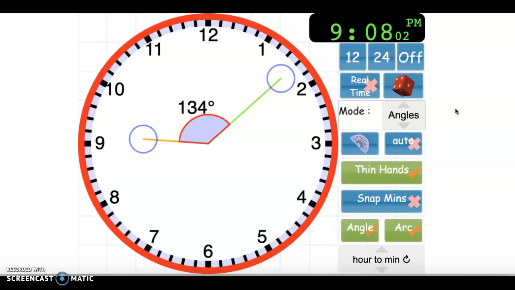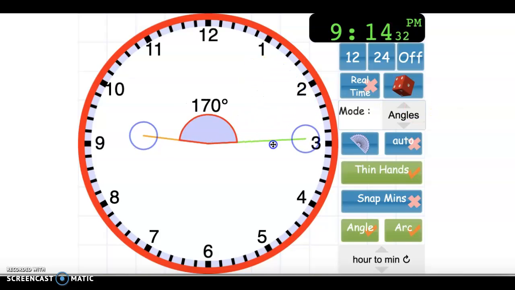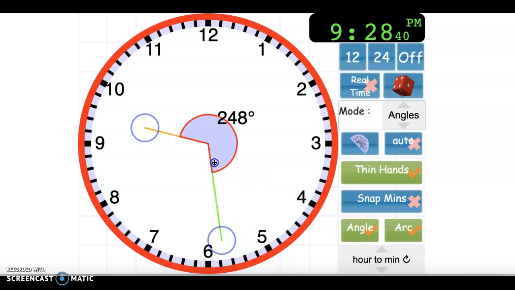Now you'll notice on the clock as well that we can go all the way around past 180 degrees and it shows us a reflex angle. If that's something that you are not working on with your students, you can just come down here at the bottom and change where the angle is pointing. That way you always have an angle that is under 180 degrees, which is what elementary students focus on.